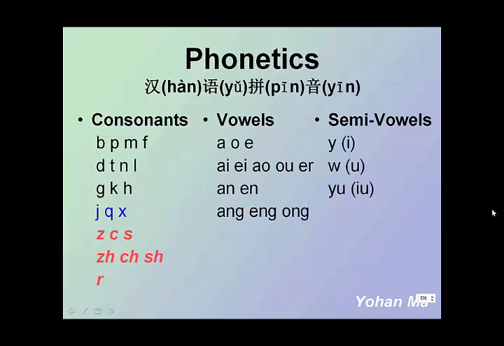Let's talk about the phonetics. It is just like the alphabet in English, but we call it Hanyu Pinyin. That is the alphabet in Chinese phonetics. As we may know, there are three groups of phonetics in every language: consonants, vowels, and the third one I call semi-vowels. I don't know the official term for that, but I just call it semi-vowels.